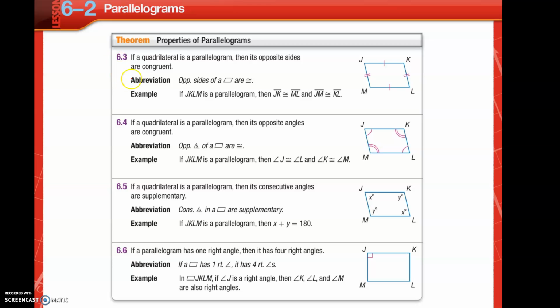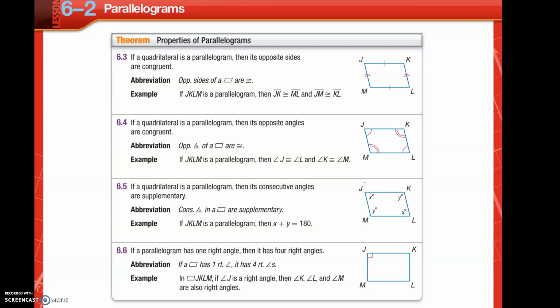First, the opposite sides are congruent. So JK is equal to ML and JM is equal to KL. If a quadrilateral is a parallelogram, then opposite sides are congruent. If a quadrilateral is a parallelogram, then opposite angles are congruent. So these angles are congruent. Consecutive angles are supplementary, so they add to be 180.